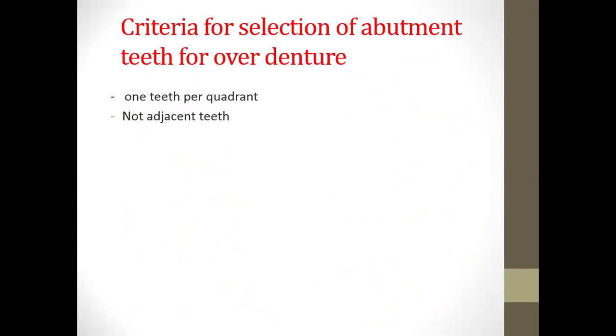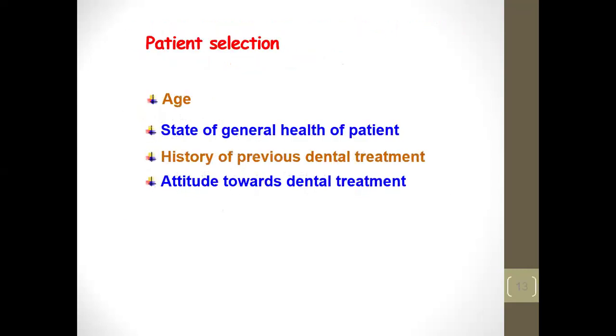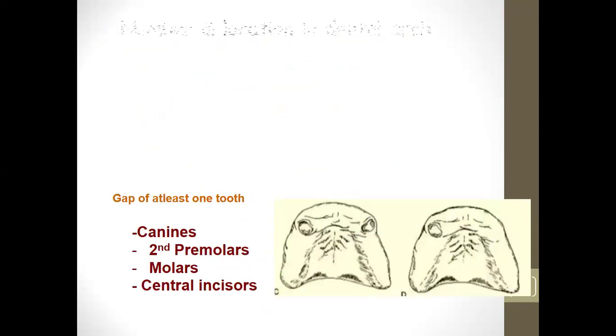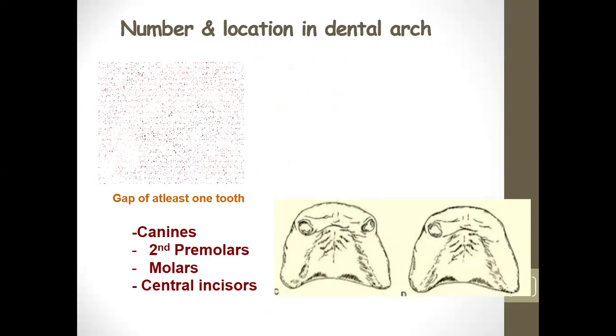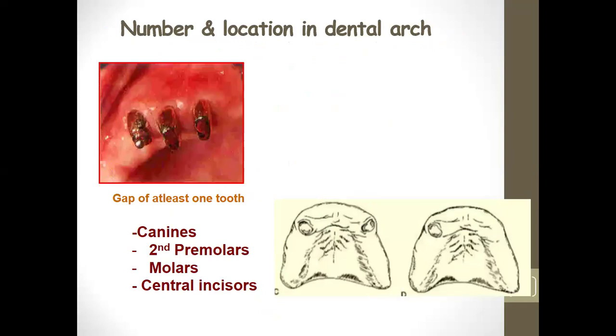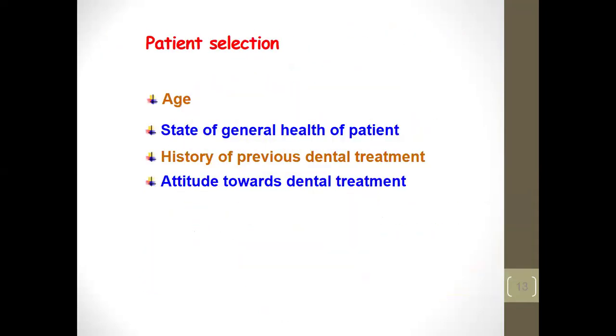What are the criteria that we have to follow? Can we just go ahead and choose any case for overdenture treatment? No, there are certain criteria proposed here. So the first criterion is one tooth per quadrant. That is the first criterion that is usually recommended. And the next criterion is that adjacent teeth should not be used as overdenture abutments. Like I will show you an image here. Usually this kind of scenario is not preferred. A gap of at least one tooth should be given if you want to go for more than one tooth in a quadrant. So this is the second criterion that we follow.